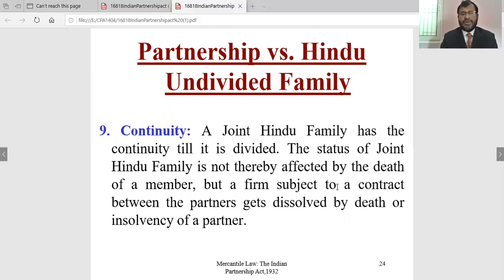Continuity. A joint Hindu family has a continuity till it is divided. The status of a joint Hindu family is not affected by the death of a member, but a firm, subject to a contract between the partners, gets dissolved by the death or insolvency of a partner.